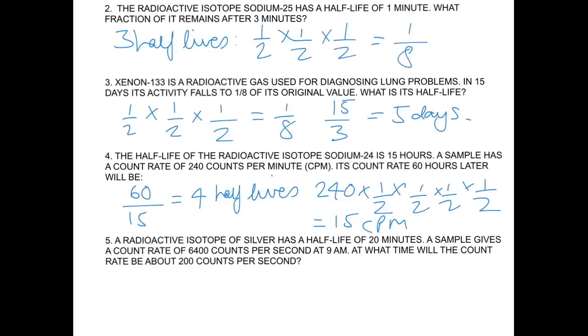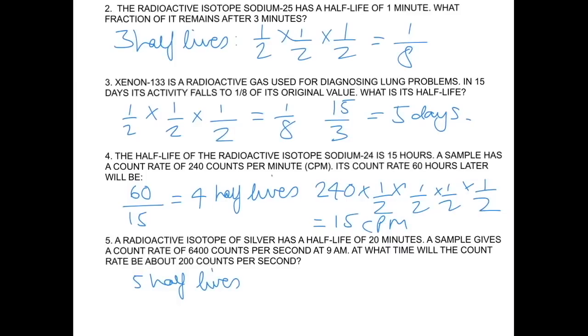Okay, this sounds hard, but again, just use trial and error to work out how many half-lives have occurred. So I'm just going to do 6,400 times a half, and I've got 3,200, so I'm going to times it by half again, and I'm going to keep going until I get to 200. And actually what I found here is that it has taken 5 half-lives in order to get to 200 counts. So all I did was times 6,400 by a half 5 times, and I got to 200.